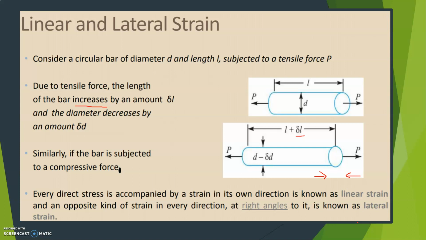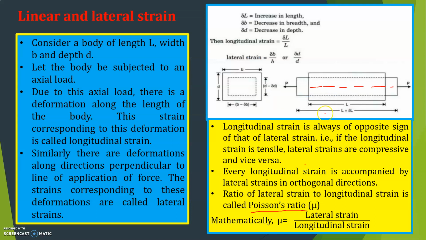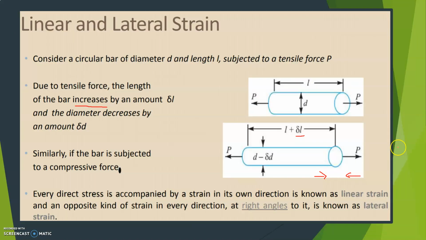Linear strain is the strain which is developed when the force is applied along the line of the axis and deformations are also in the same direction, but there will be deformations in the opposite directions also. Such strains are called lateral strain. Suppose here the tensile load is applied. There will be a change in the length, an increment along the line of the axis, so that is linear strain. But there is a change in the diameter, delta d, and the change in the diameter is lateral strain. Similarly, in the previous example, the change in the length is linear strain, but the change in the breadth and change in the depth is lateral strain. So just remember these two things.